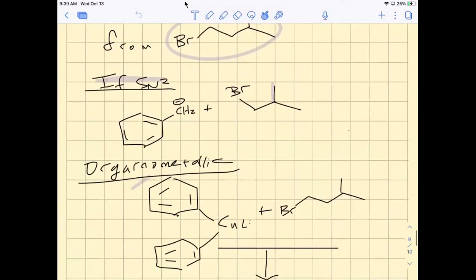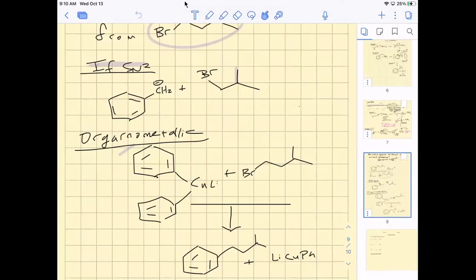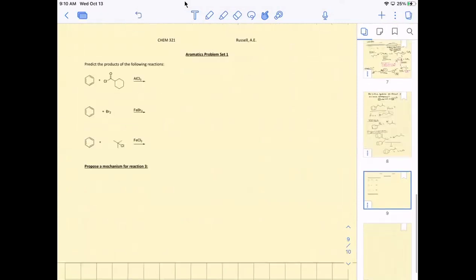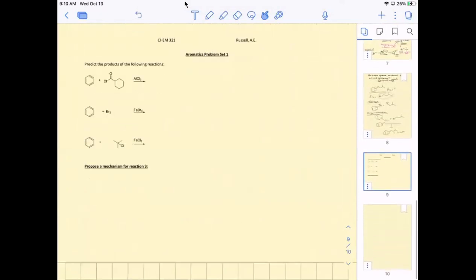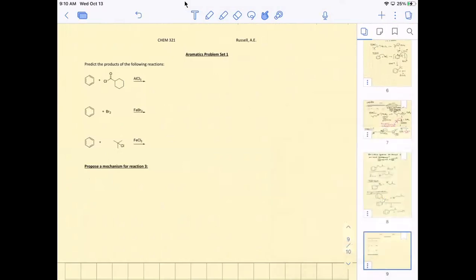And let me rearrange these pages right quick because I need to move this. So that Friedel-Crafts problem is one problem, and then we've got three other examples that we're gonna work through here after we finish the acylation part, and then we'll talk about directing effects, and we'll be done with this section.